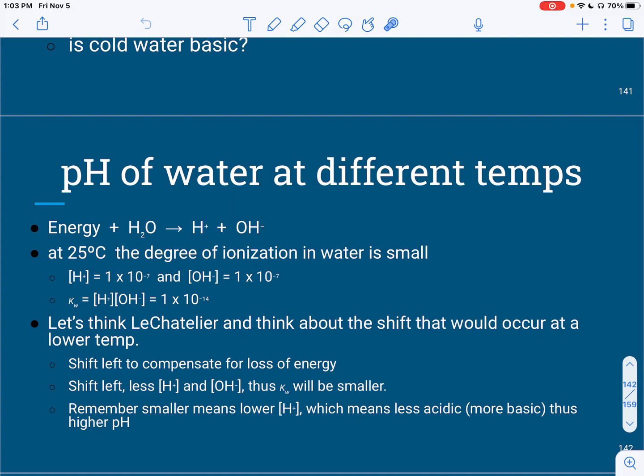If we lowered the temperature, then we would have a shift to the left, which would mean even less of the water is ionized, right? Because we would be going this way, so less ions, more regular water. That means less of this, less of this. So our Kw would go down. That means lower H+, which means less acidic.